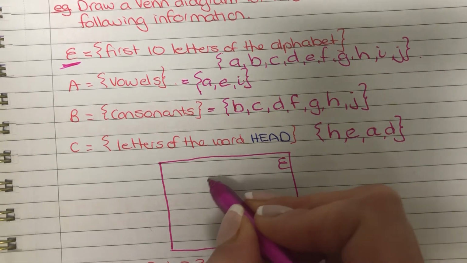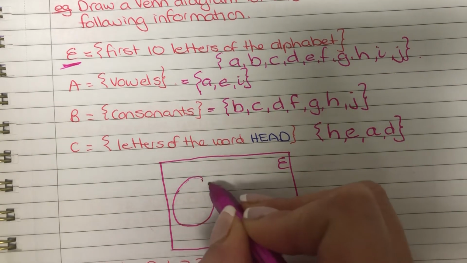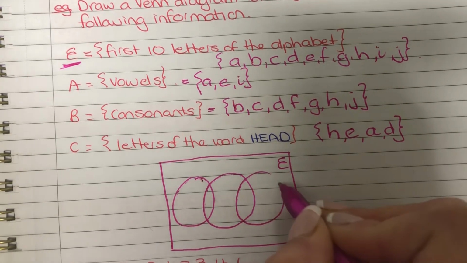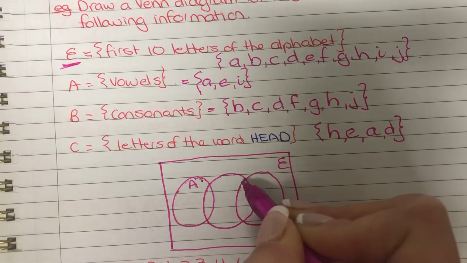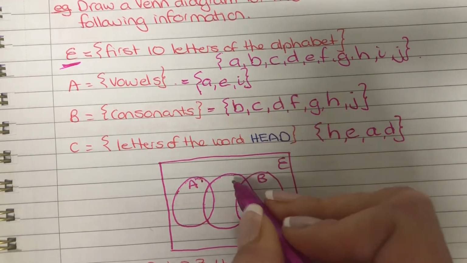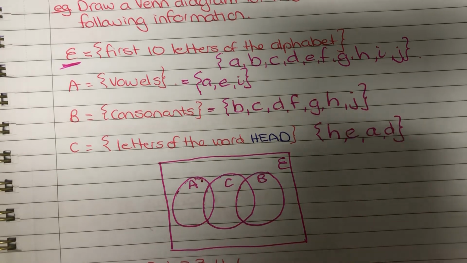I'll show you how to do it both ways. Because we know they don't have any overlap, I'm going to do it this way. So we've got A and B on the outsides, because they're never going to have anything similar, and C in the middle.